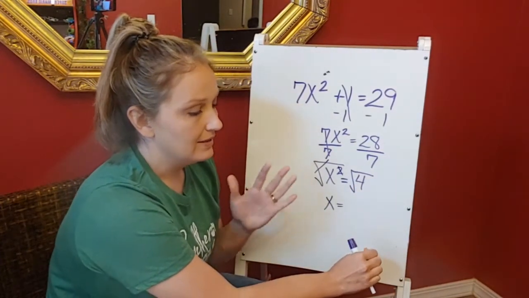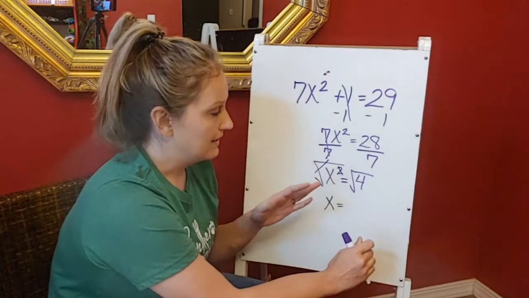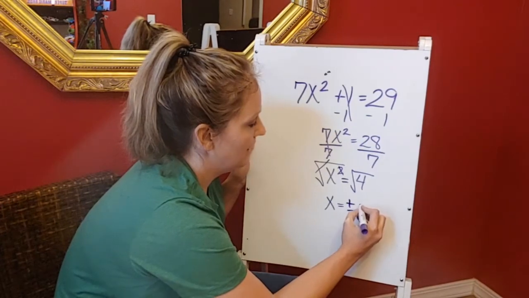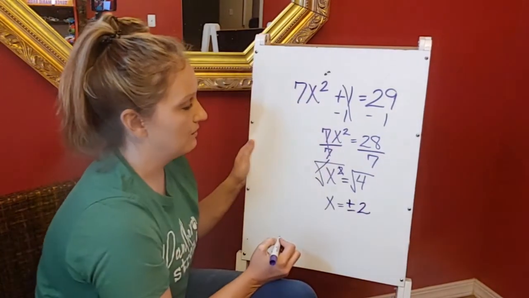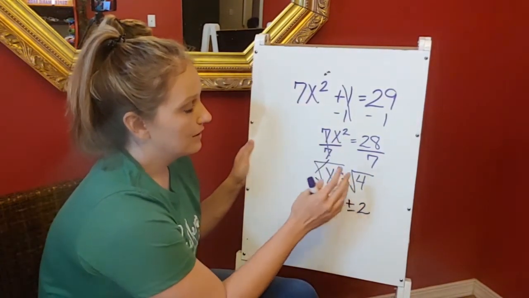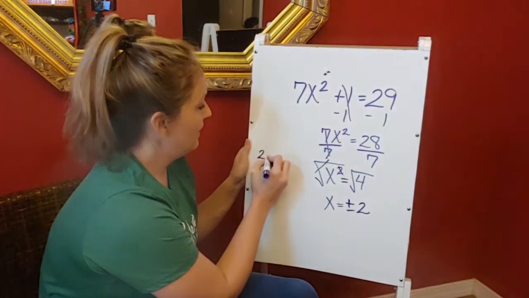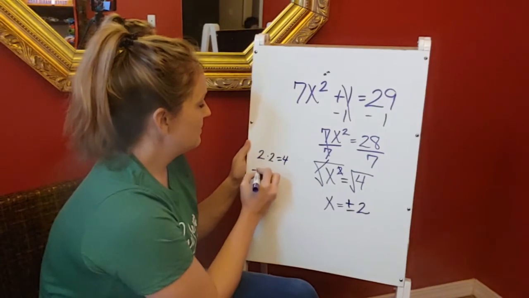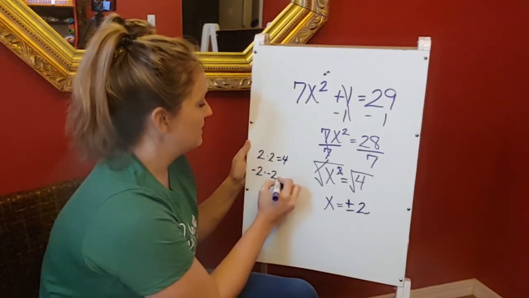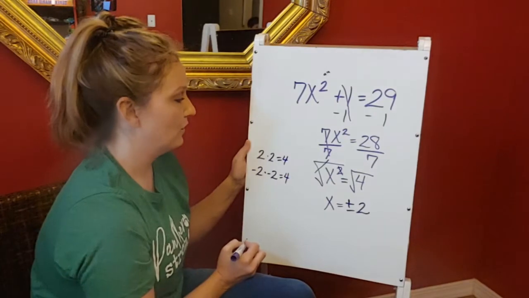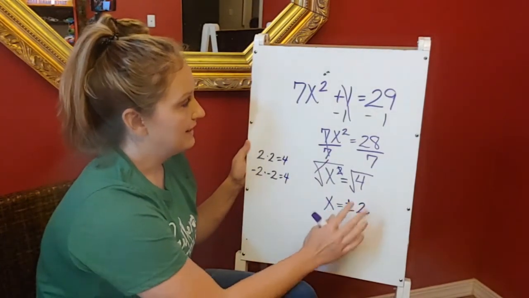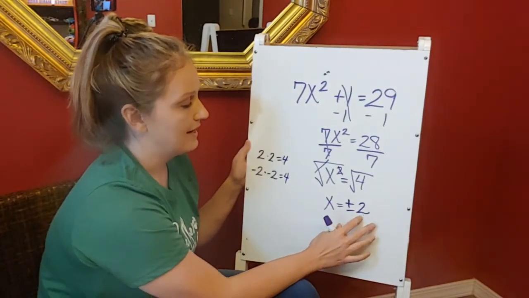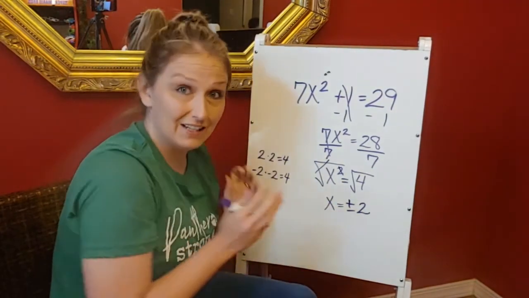Now you can't forget, this is kind of like with our other quadratics. If you take the square root of a number, it's always plus or minus whatever the square root is. Because the square root of 4 is 2, but I can do positive 2 times positive 2 and get 4. But I can also do negative 2 times negative 2 and still get 4. So my answer, and if I were to graph this quadratic, it would cross the x-axis at both positive 2 and negative 2.